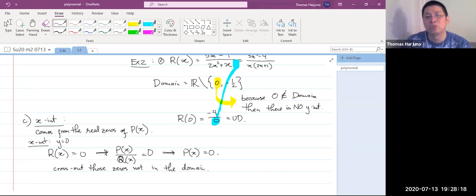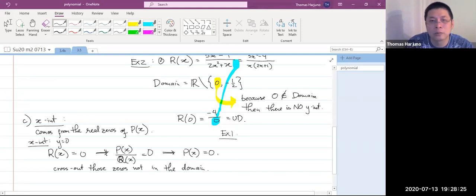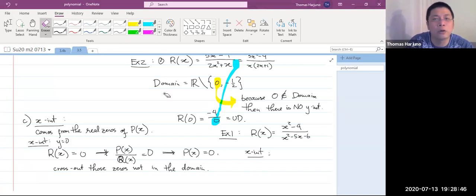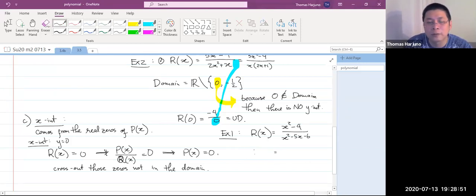Okay, let's try. So if we look back to our example 1, Rx equals x squared minus 4 over x squared minus 5x minus 6. So the x-intercept, basically, we look at the numerator. Now, what we usually do, we factor it first, right? Let me factor it first. It's easier to see.